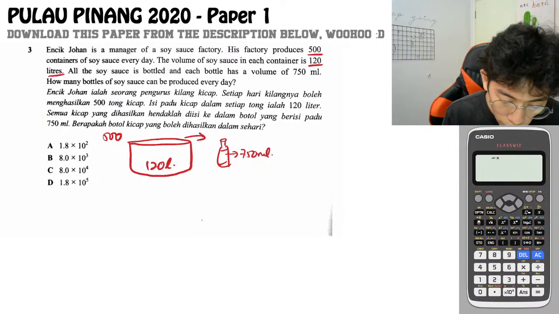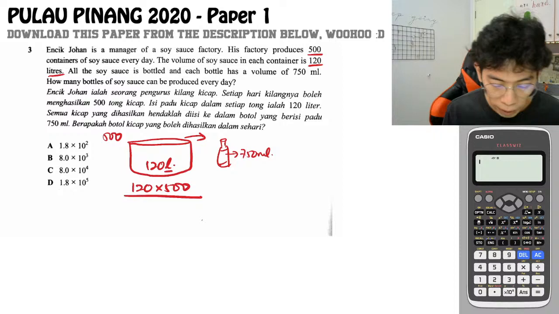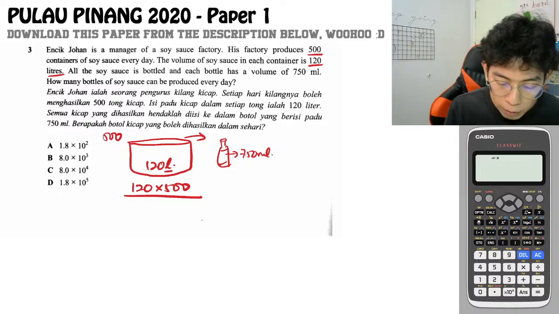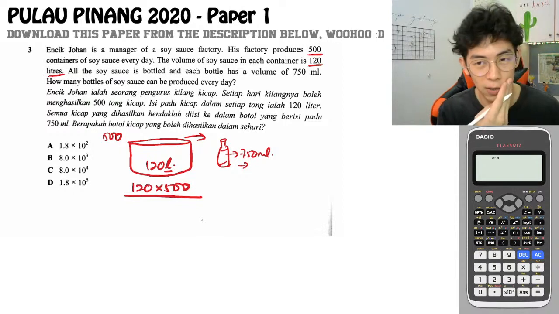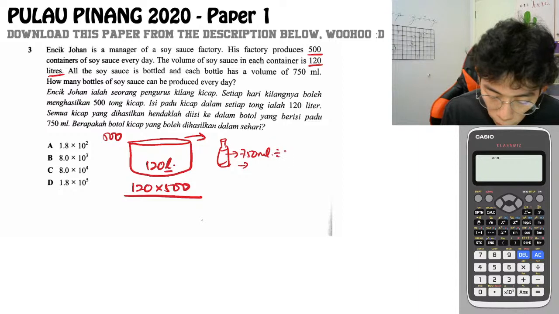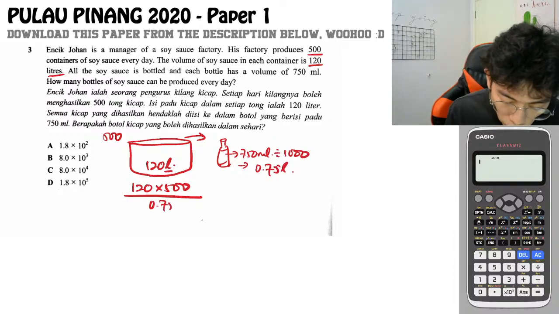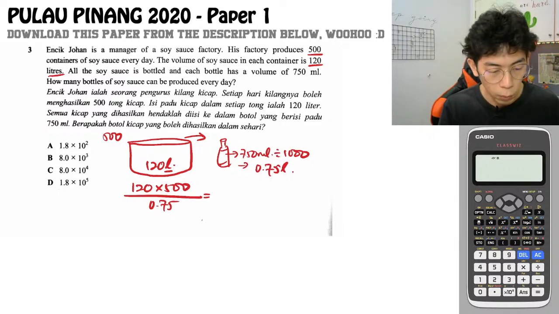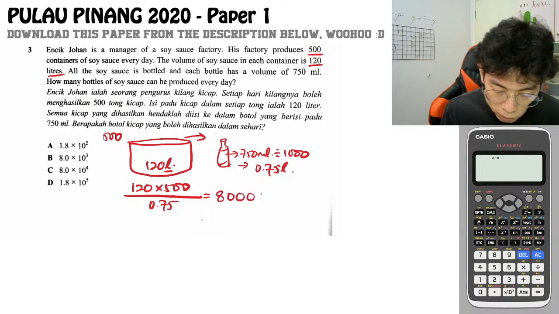Okay, so I'm gonna take 120 liters times 500 of them, right? And I divide by the bottle, so I can know how many bottles of them. So that's like a standard 6 questions. So we're gonna divide by 1000 to get 0.75 liters. So divide by 0.75. So just hantam everything into a calculator. 120 times 500, then divide by 0.75. Pop, your answer is 80000.